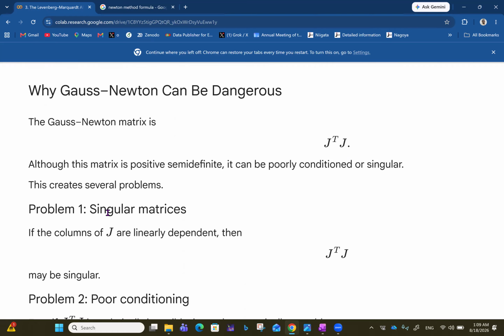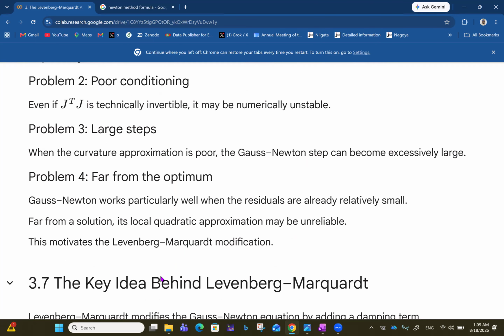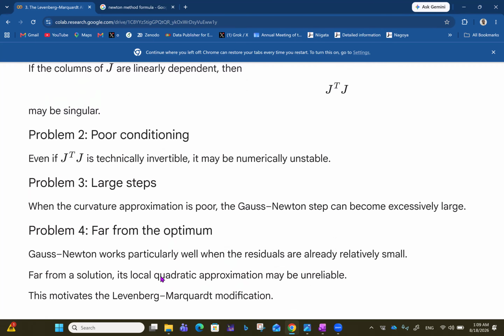So this creates several problems. Problem one is singular matrices. If the columns of J are linearly dependent, then J transpose J may be singular. That is, it is not invertible. It doesn't have a determinant, and then the inverse cannot be found, because for the inverse of a matrix to be found, it should have a determinant. Problem two is poor conditioning. Even if J transpose J is technically invertible, it may be numerically unstable, right? Problem three is large steps. When the curvature approximation is poor, the Gauss-Newton step can become excessively large.